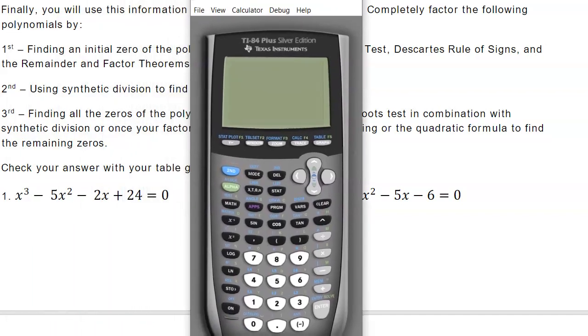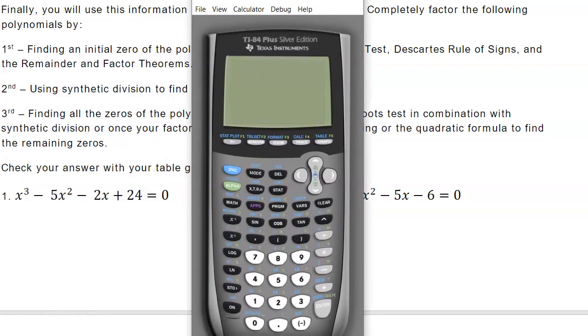So what you're going to do to start this problem, instead of applying the possible rational roots, you are going to type this whole polynomial into y. So we have an x cubed minus 5x squared minus 2x plus 24. Make sure I put that in right, because it's really easy to screw this up, and then you're going to get the wrong root, and you're going to be like, what did I do wrong? Yes, I did it.